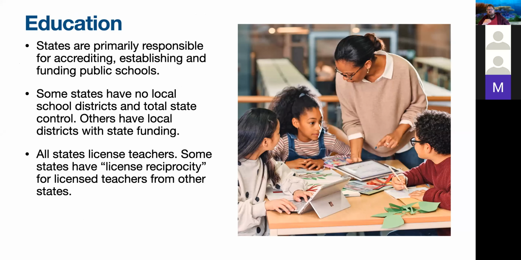Education, states are the primary governments that are responsible for establishing and maintaining schools and accreditation of schools and licensing of teachers and funding for schools. There are some states that have no local school districts at all, that the entire system is run on the state level. And the legislature basically functions like a big school board. But like a state like Montana, we have local school districts that sort of oversee, but the state is the largest funding vehicle for public schools.